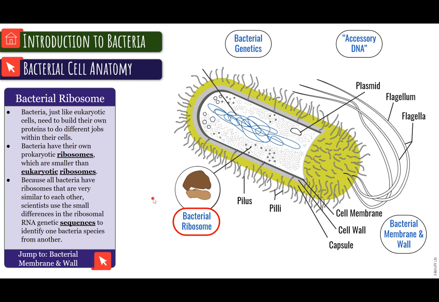Bacteria also have ribosomes. Remember, we said ribosomes make proteins, and proteins are essential for life. So bacteria and prokaryotes have to have ribosomes.